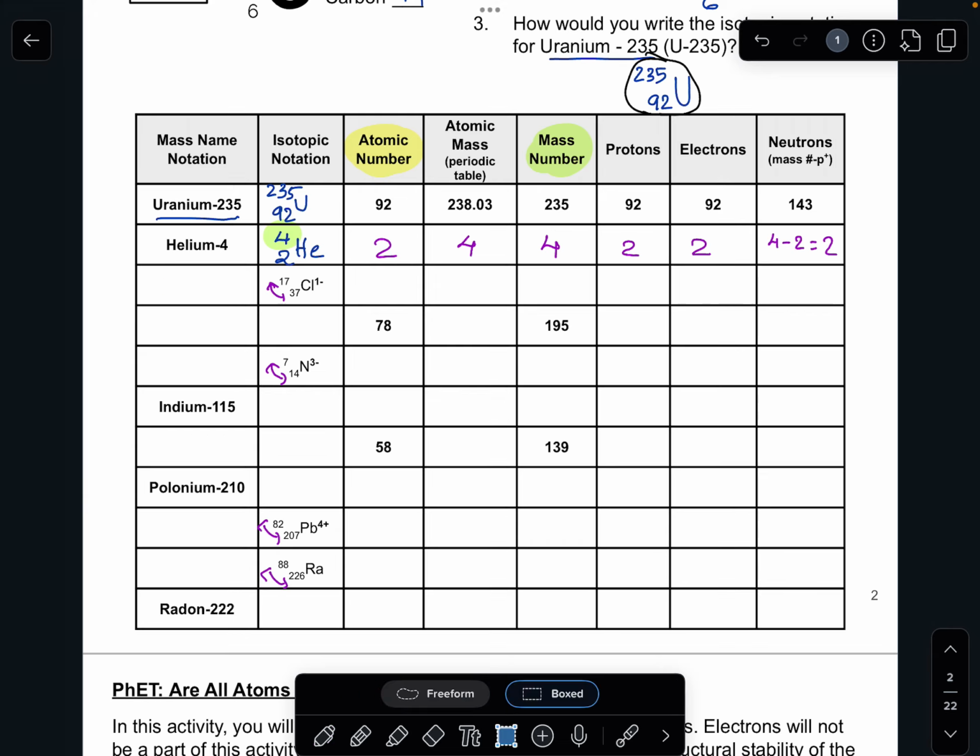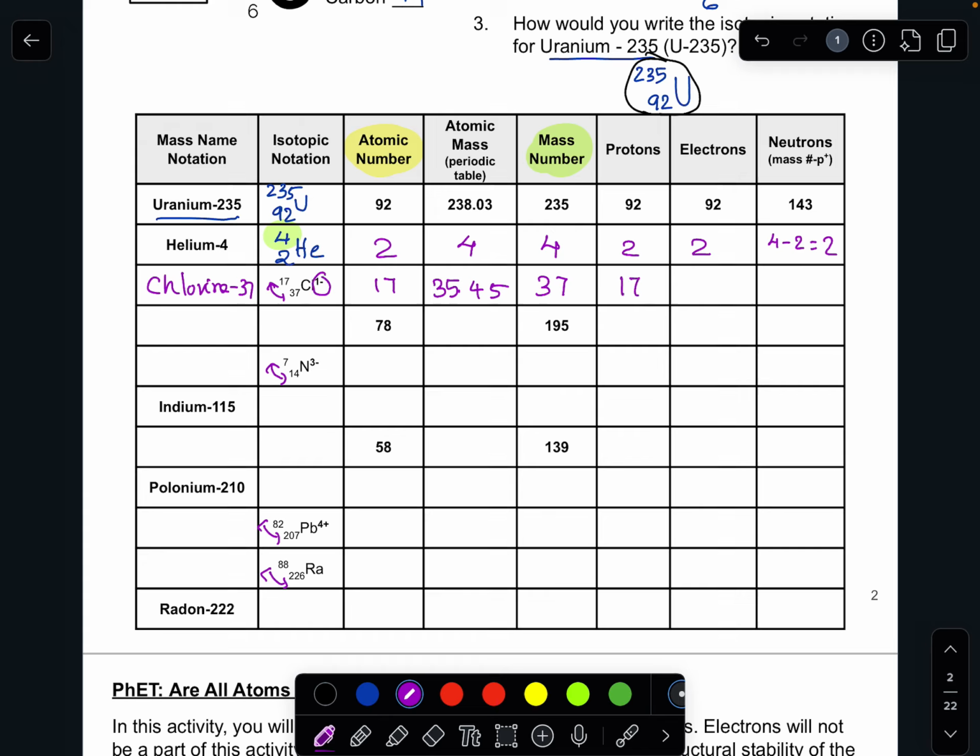This is chlorine, so go right, chlorine. Atomic number is the small number, mass number is the big number, so it's 37. Okay, and same, atomic number is 17, mass number is 37, and you have to look at the periodic table to find the mass of chlorine, which will be 35.45. And protons, look at the atomic number, 17. Then here comes the problem.